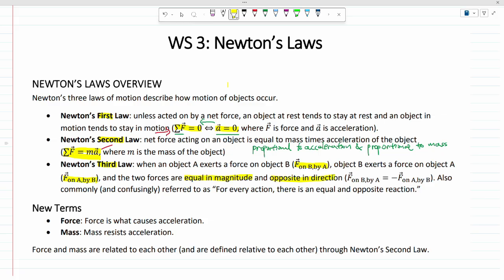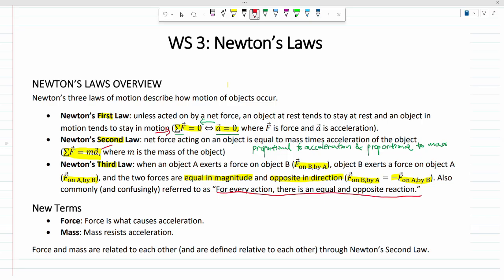Sometimes when we say equal and opposite, that's very confusing. What do you mean equal and opposite? It's equal in one thing, opposite in the other thing. Or mathematically, writing these two vector quantities, the vector force on B by A is equal to minus the vector force on A by B. And you might have heard this in this version: for every action, there is an equal and opposite reaction.